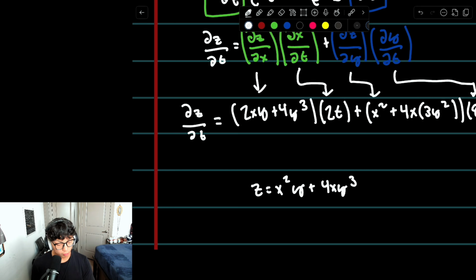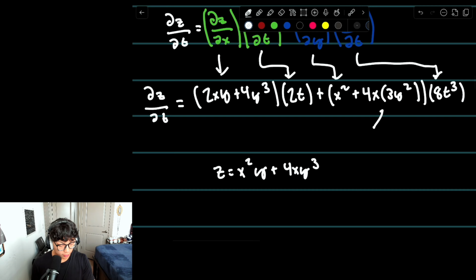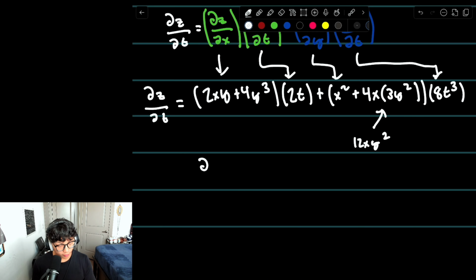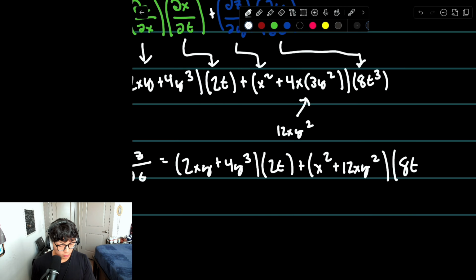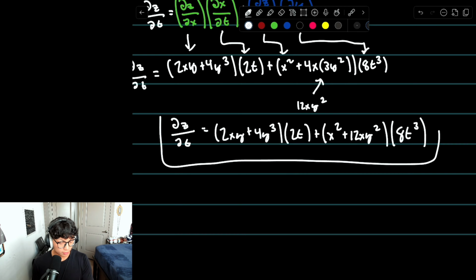So let's set that equal. And then we can further simplify this area over here, which is just 12xy squared. And so our final answer, finding the del z over del t, becomes 2xy plus 4y cubed times 2t plus x squared plus 12xy squared times 8t cubed. And that is our final answer.